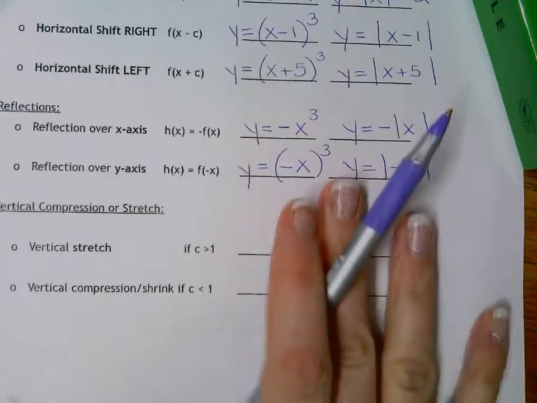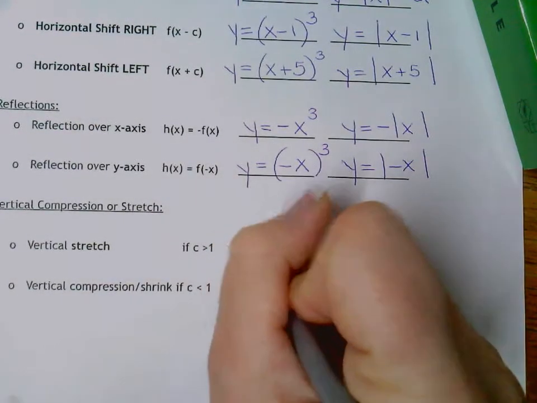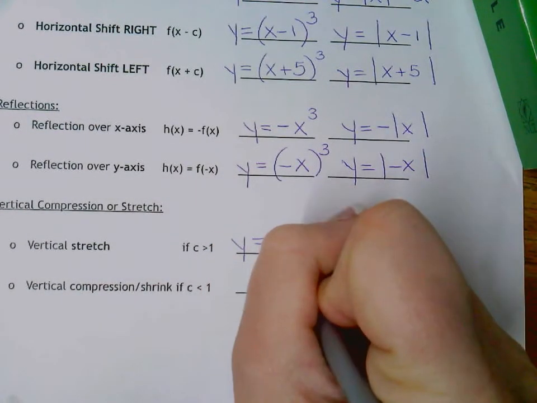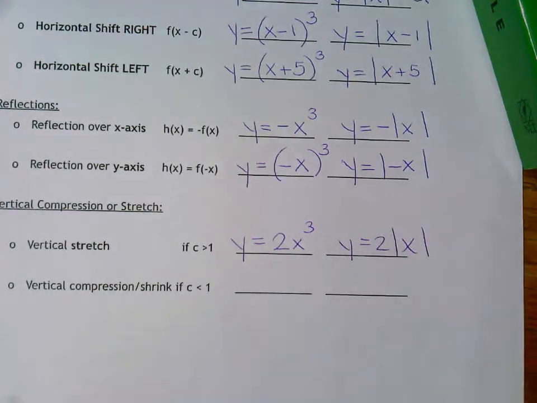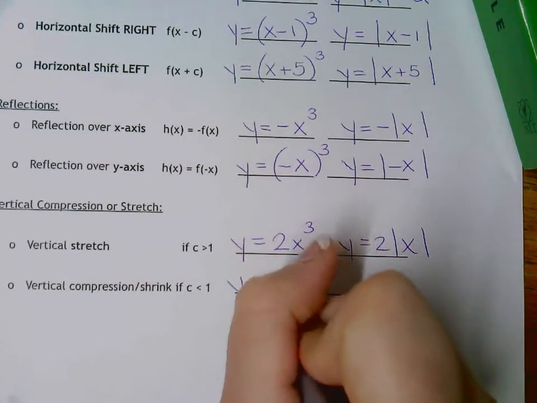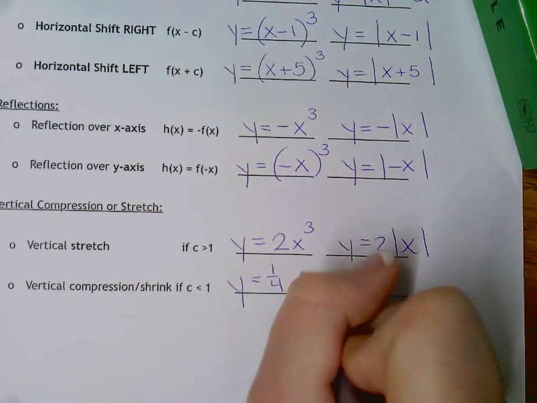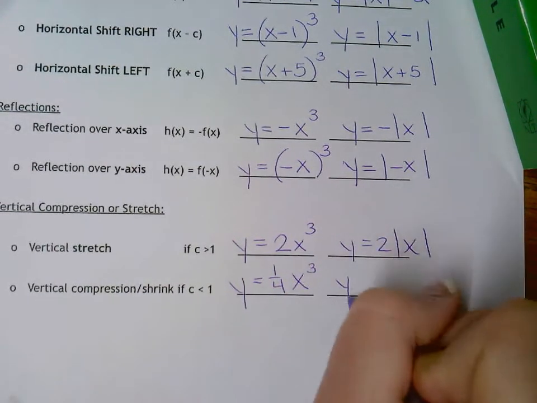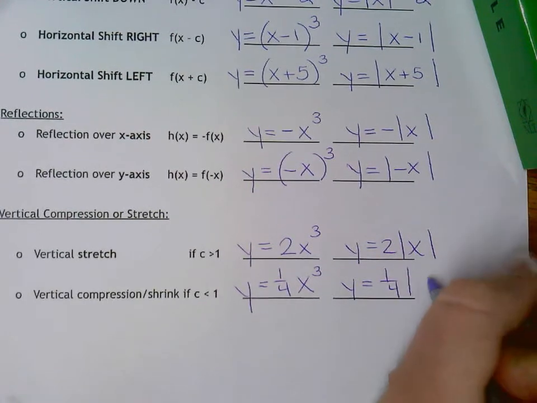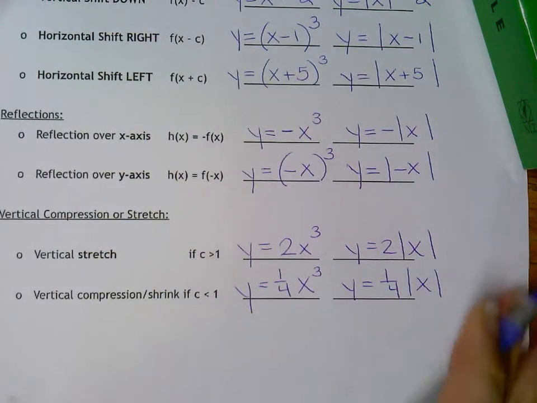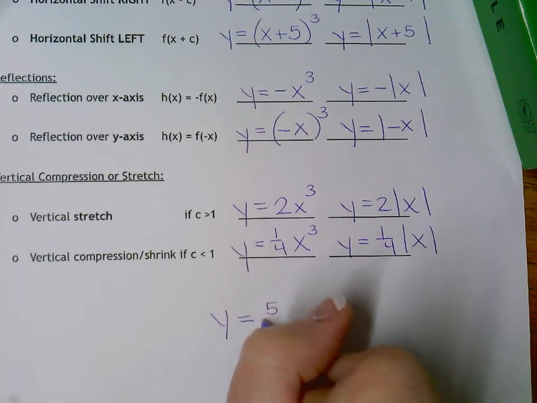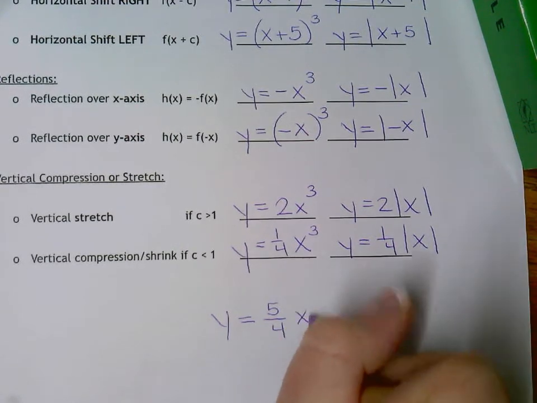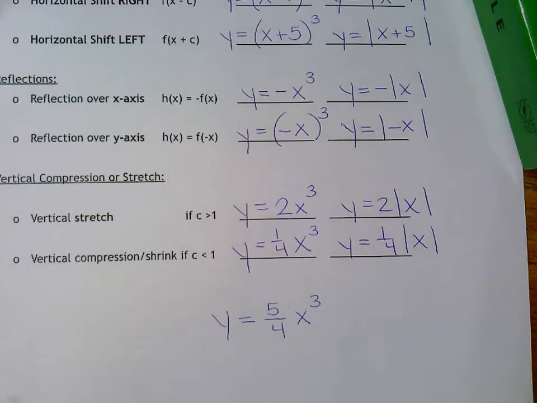And then what about stretching our graph? So if I want to make it taller, I could say 2x cubed, or 2 times the absolute value of x. If I want to make it less tall, I could say 1/4 x cubed, or 1/4 absolute value of x. Let me ask you a quick question. What do you think 5/4 x cubed, what do you think would happen to it?